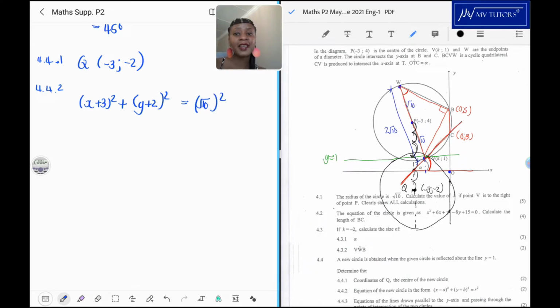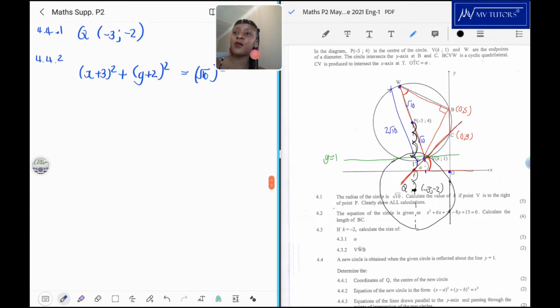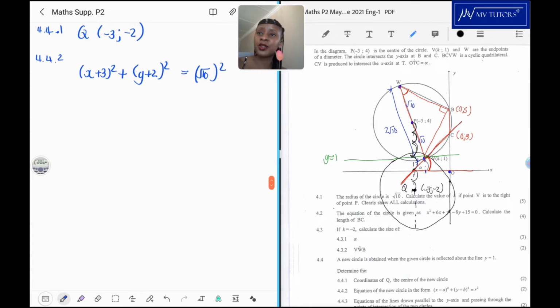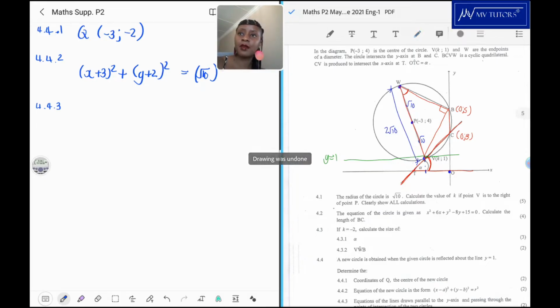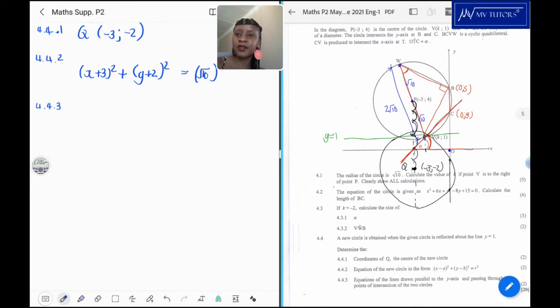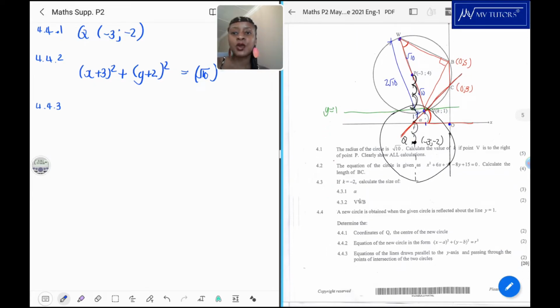Okay, and we have written it in the form that they want, so we are good. Sorry about that. And then 4.4.3. Okay, if I just shift that up a bit. So, determine the equations of the lines drawn parallel to the y-axis and passing through the points of intersection.